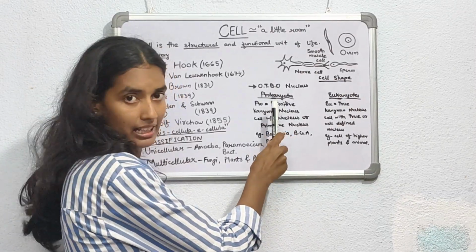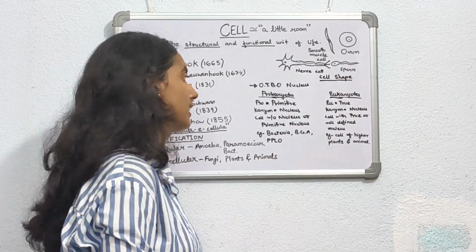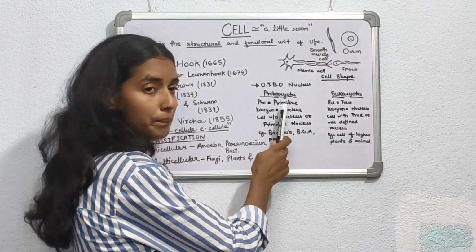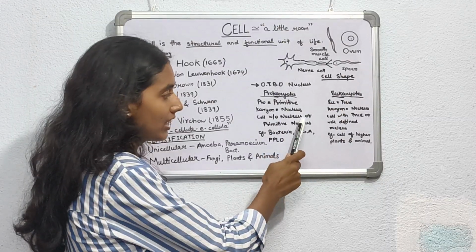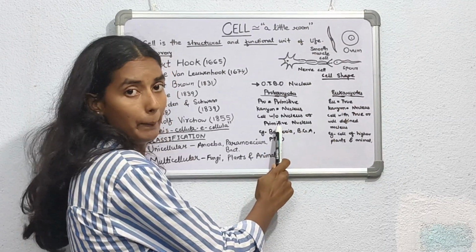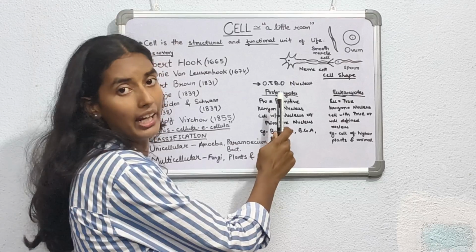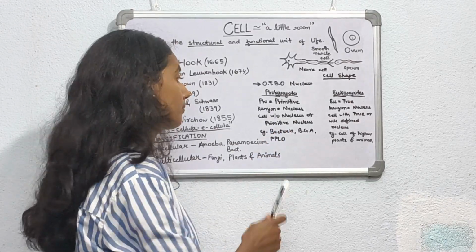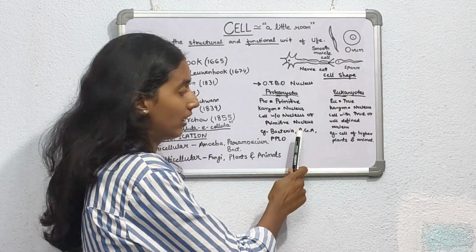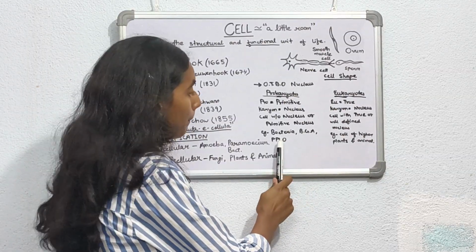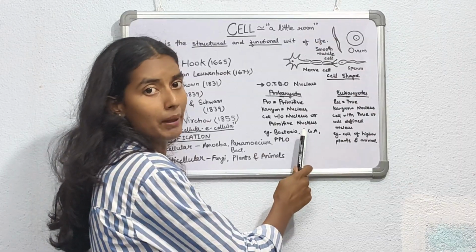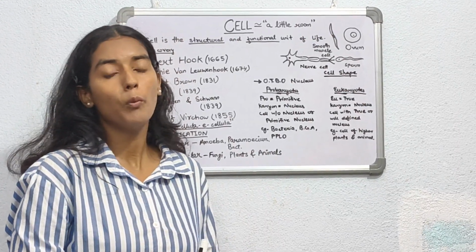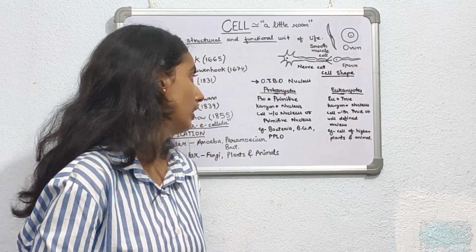Now, classification on the basis of presence and absence of nucleus. There are two types of cells, prokaryotic and eukaryotic cells. Prokaryotes: pro means primitive, karyon means nucleus. A cell without a nucleus or with a primitive nucleus is known as a prokaryotic cell. Examples are bacteria, blue-green algae, PPLO, pleuropneumonia-like organism. It is also known as mycoplasma. It is the smallest cell in the world.